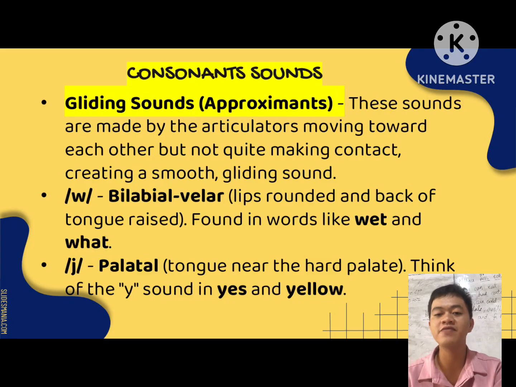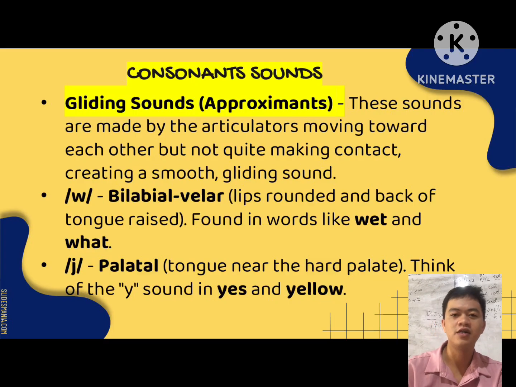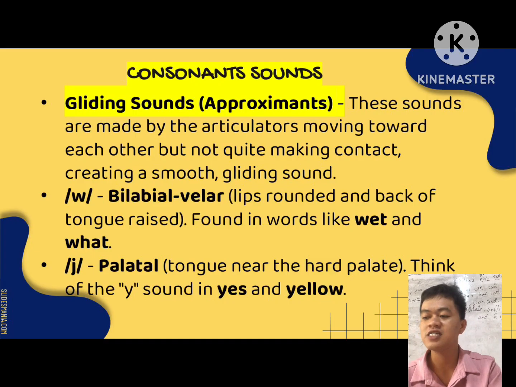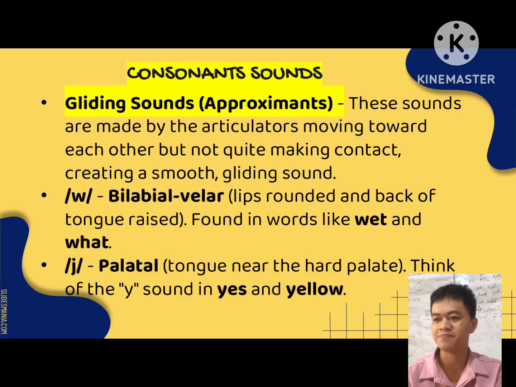Next we have the letter J, wherein when we pronounce the sound of the letter J, we use our palatal, the tongue near the hard palate. Think of the Y sound, because J in our IPA is pronounced as yeh, like yes and yellow. So somehow we use our tongue near the hard palate.